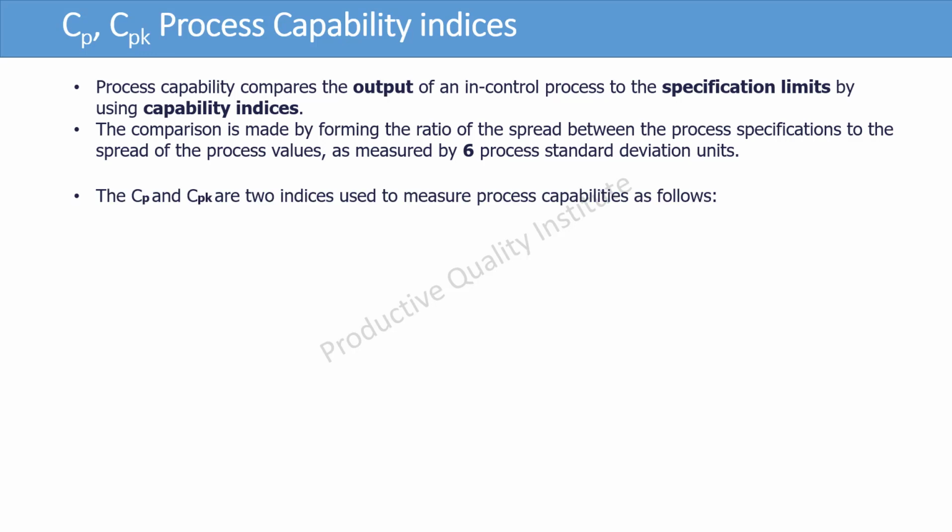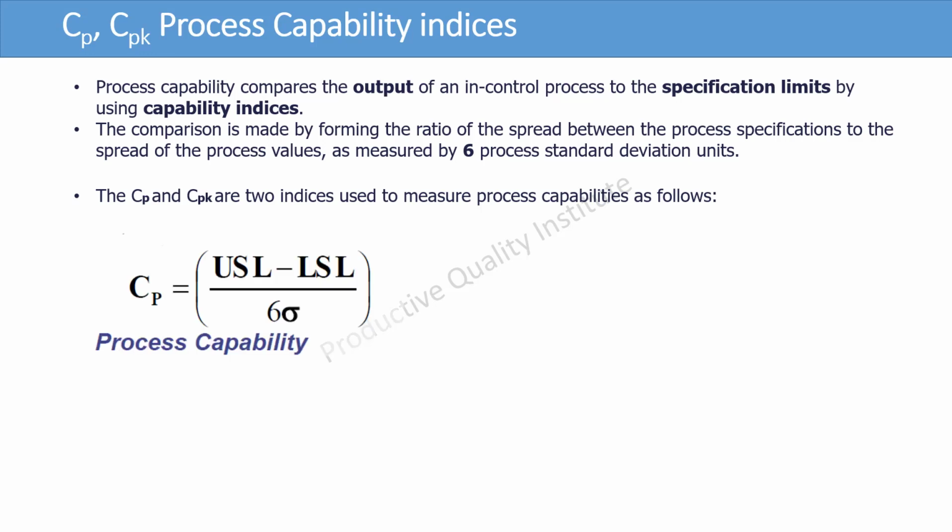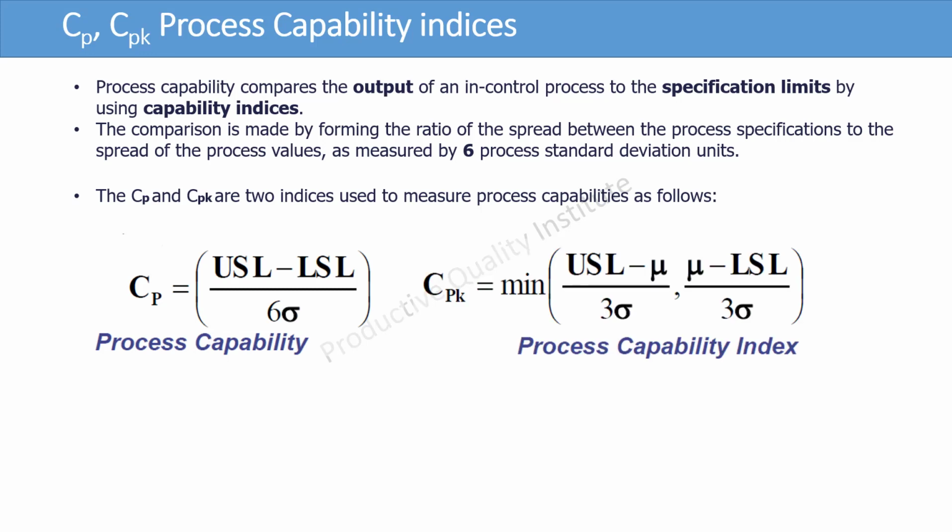The CP and CPK are two indices used to measure process capabilities, as follows. The process capability CP is equal to USL minus LSL divided by 6 sigma. The process capability index CPK is equal to the minimum of either USL minus mu divided by 3 sigma, or mu minus LSL divided by 3 sigma.